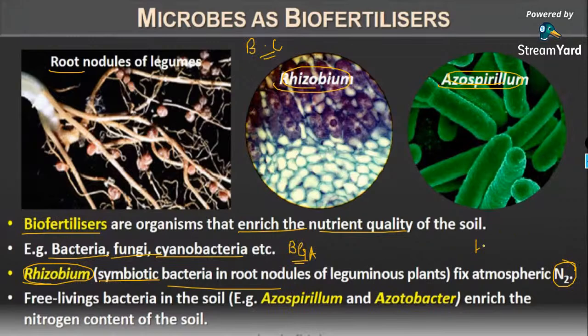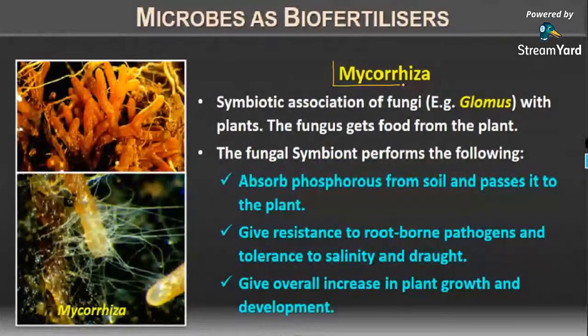They have specialized cells called heterocysts. Free living bacteria in the soil, for example, Azospirillum and Acetobacter, enrich the nitrogen content of the soil. Clear? Mycorrhiza, a symbiotic association of fungi.